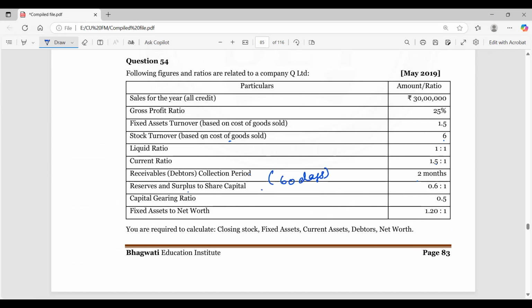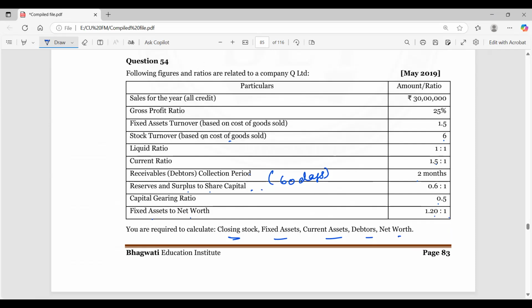Then reserves and surplus to capital ratio. This is given for the bifurcation. Capital gearing ratio 0.5. What is the formula for calculating capital gearing ratio? Debt plus preference capital divided by equity. Fixed asset to net worth is 1.2:1. Requirement of the question is to calculate closing stock, fixed asset, current asset, debtors, and net worth.